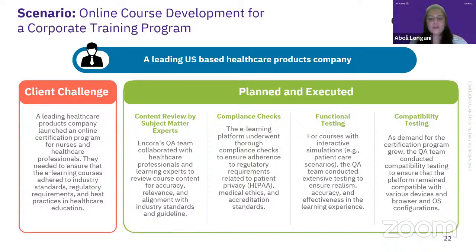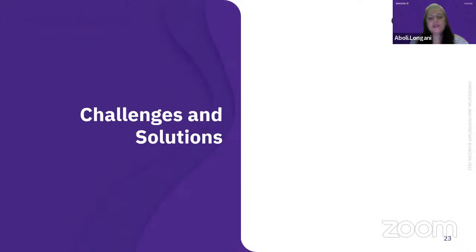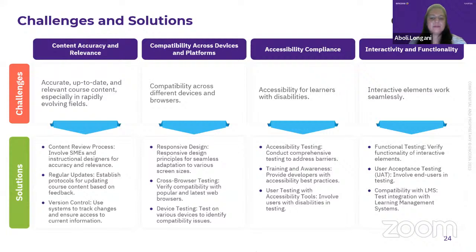All right, let's get over to challenges and solutions in digital content and online e-learning, as shown on this slide. One of the primary challenges is that the course content should always remain accurate, current, and relevant, especially in fast-evolving fields. To tackle this, we can implement a robust content review process that involves SMEs, subject matter experts, and instructional designers to meticulously review and update the course content. Using a version control system is also crucial for tracking changes and ensuring access to the latest information.